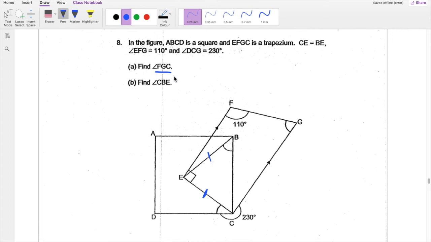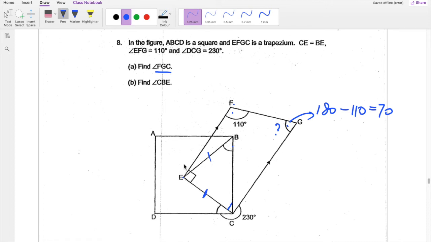Find FDC, FGC, so this angle. Well, this one is very straightforward. For a trapezium, we know that these two are parallel, so we have the property that this angle plus this angle is 180. So this angle is 180 minus 110, which is 70. Right? Then we want to find CBE, this angle.